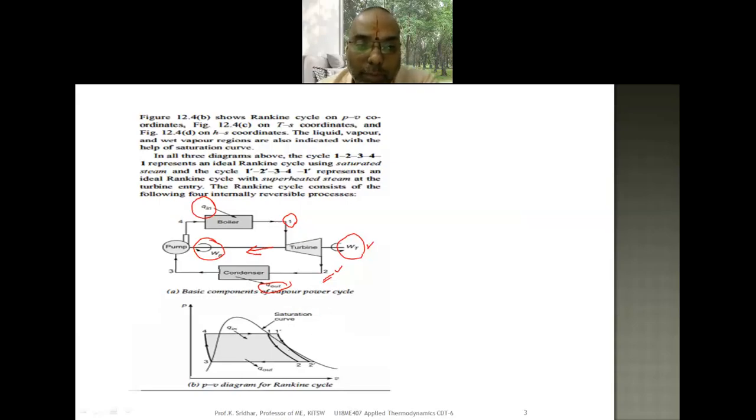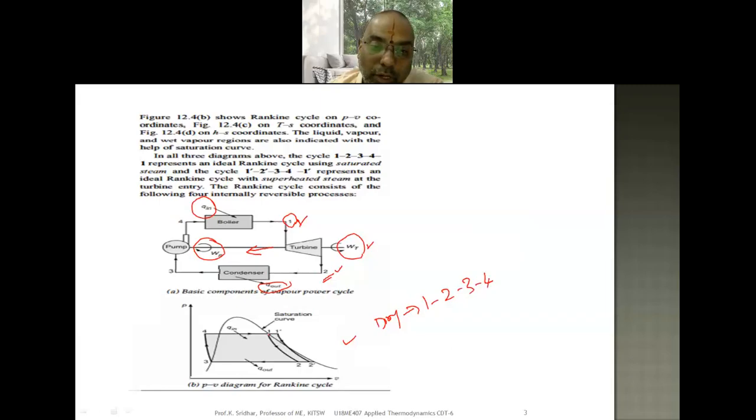Now how can we represent the same thing on the PV diagram? It basically depends upon the quality of the steam at point number 1. If point 1 is wet, the PV diagram representation is different; if it is dry, it is different; if it is superheated, it will be different. In this PV diagram, you can see the first one is dry steam, which is represented by 1, 2, 3, 4.